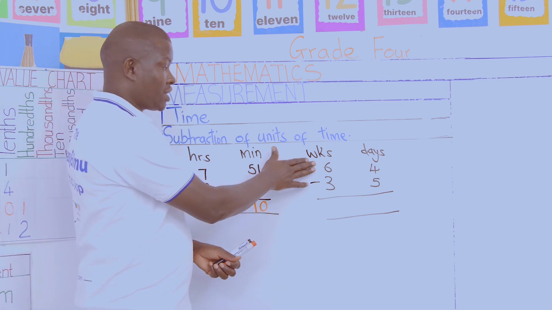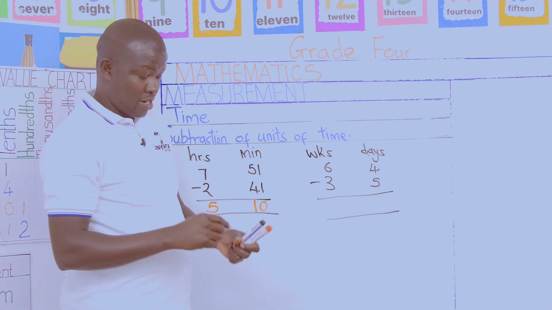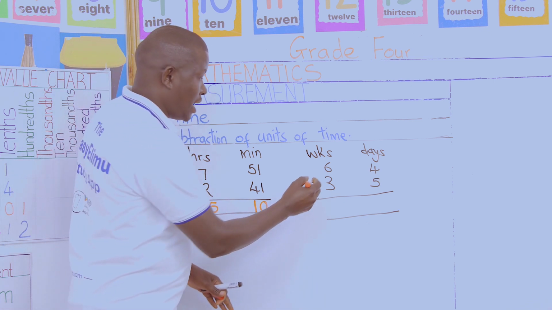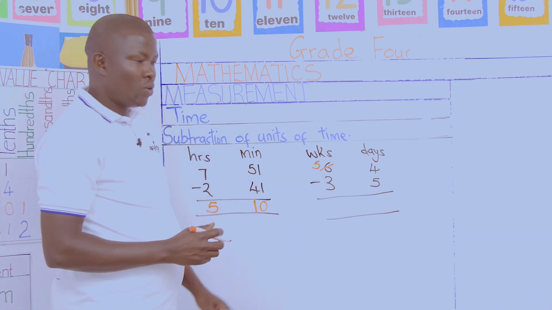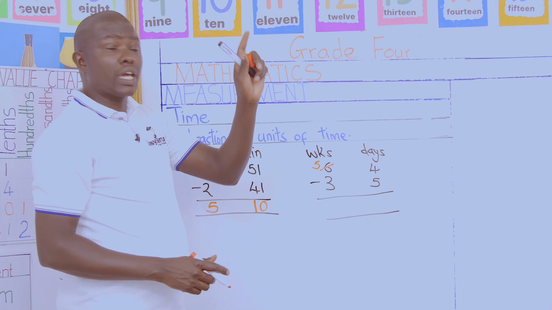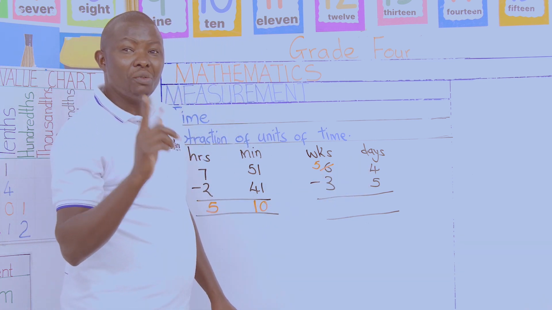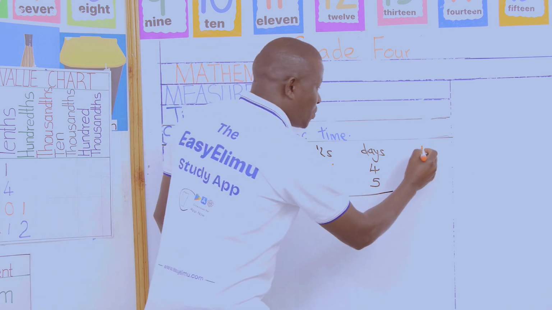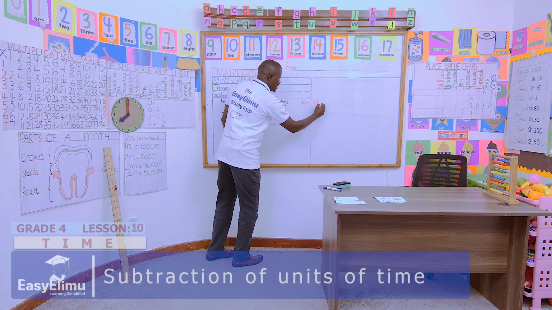We come to the weeks and borrow 1 week here. When we borrow 1 week here, we remain with how many weeks? We remain with 5 weeks. We have borrowed 1 week, so we are remaining with 5. And that 1 week, we take it to the 4 days. Remember, we said 1 week is equivalent to 7 days.